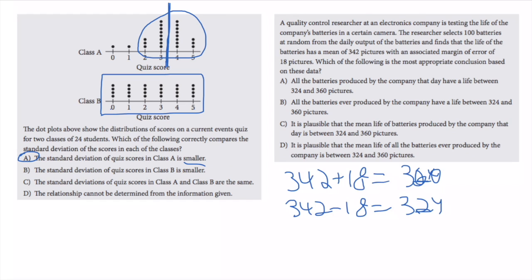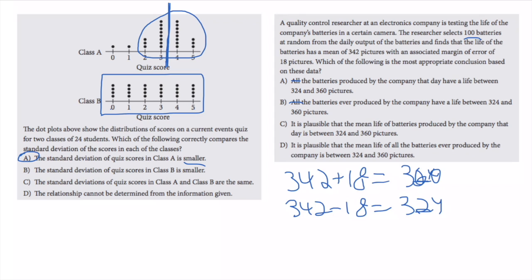Because this was just a sample of 100, I can basically eliminate answers that say all. Whenever we're talking about data and we're given just a sample of 100, I can't conclude that all of them fall within that data, because I haven't tested all of them. So I can eliminate A and B right off the jump.